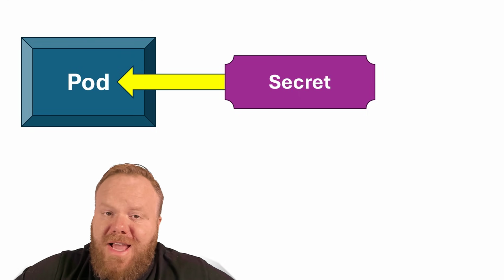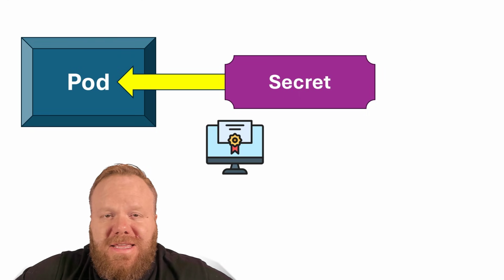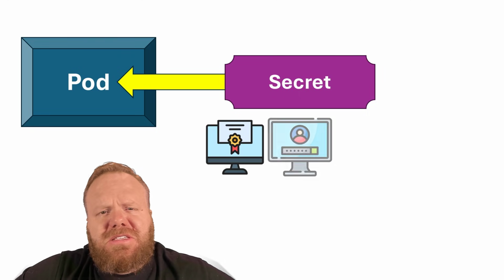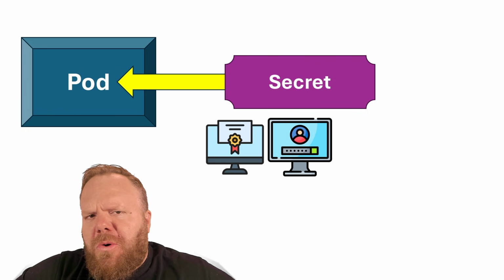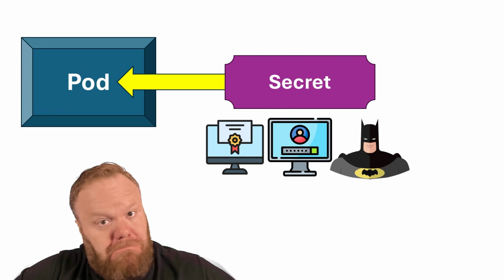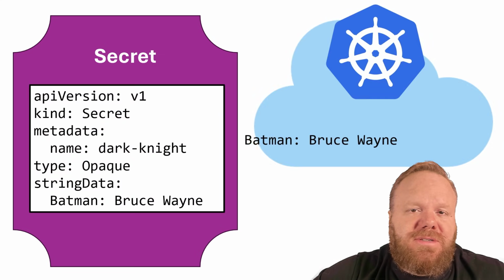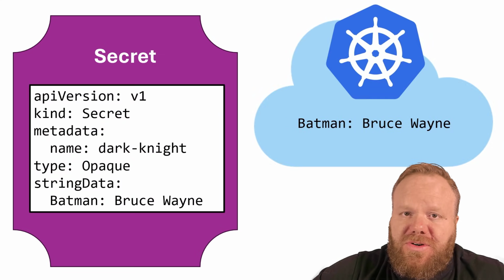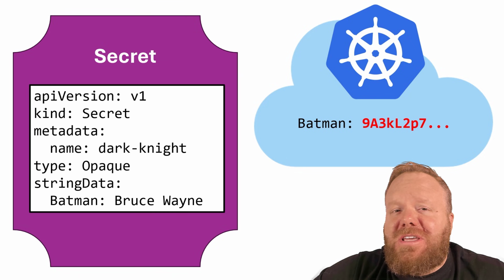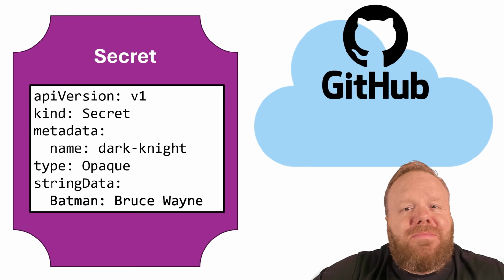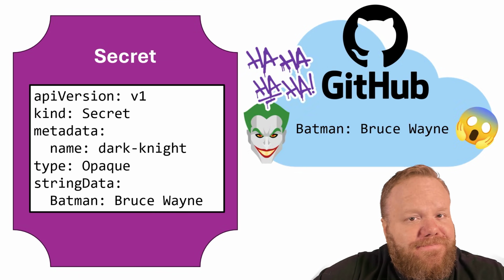Kubernetes secrets are designed to hold things that your pod needs. Things like certificates, passwords, keys, or even the identity of Batman. Now, Kubernetes can encrypt secrets once they're placed inside of the cluster, but it can't encrypt secrets for you when you place them inside of Git.